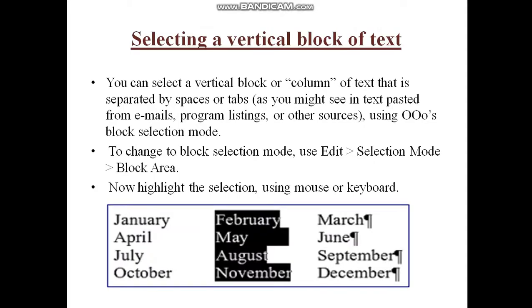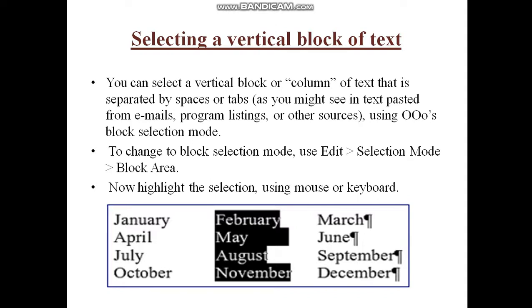Now, selecting a vertical block of text. You can select a vertical block or column of text that is separated by spaces or tabs, as you might see in text pasted from emails, program listings or other sources, using OpenOffice.org's block selection mode. To change to block selection mode, use Edit, Selection Mode, Block Area. Now highlight the selection using a mouse or keyboard.